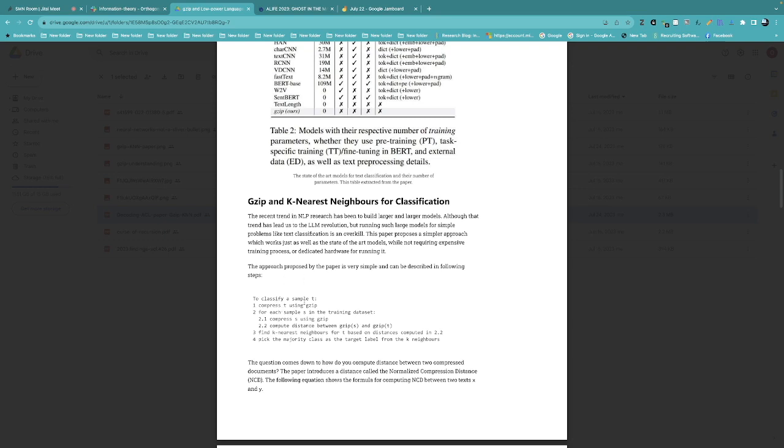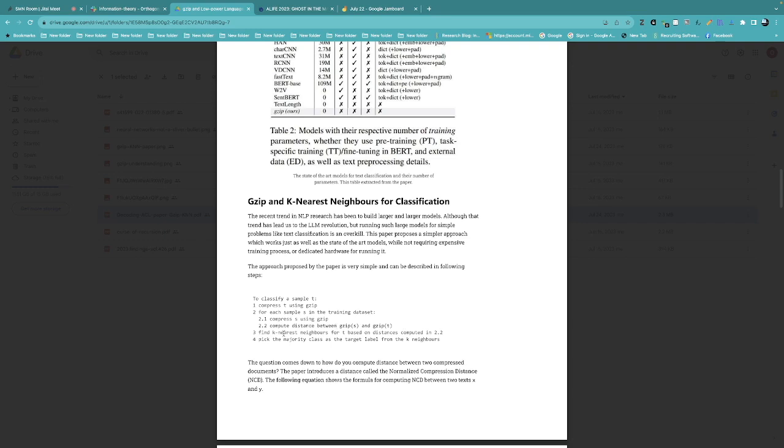So to classify sample T, if I give you a sample T, you compress T using gzip, so you compress the information. Then for each sample S in the training data set, you compress S using gzip as well. Then you compute the distance between gzip S and gzip T. So you're basically doing a lossless compression of these two inputs. You have sample T, and then for each sample S, you compress both of those, and then you compute a distance.